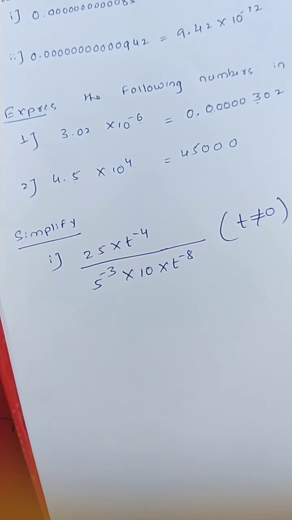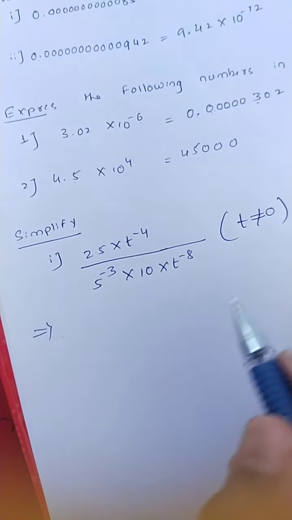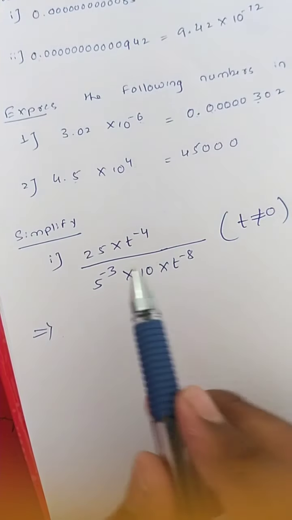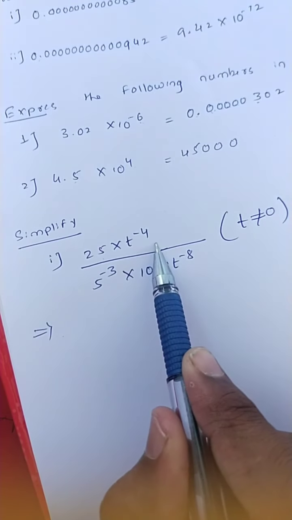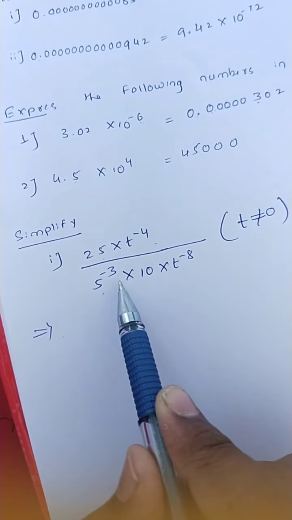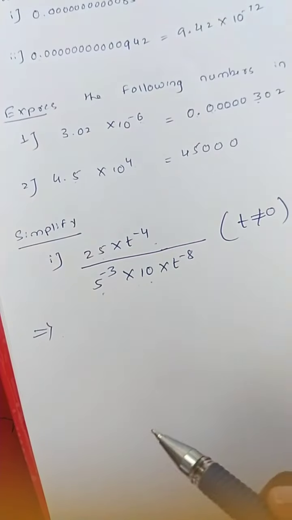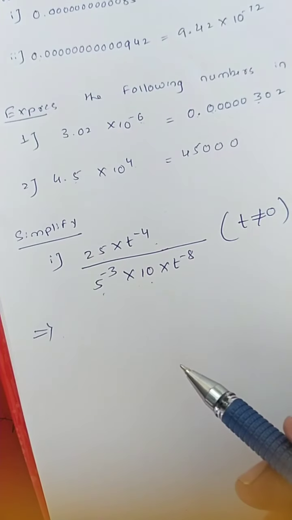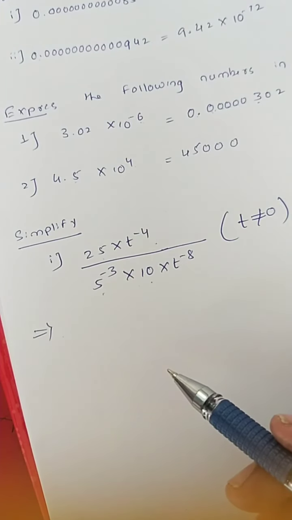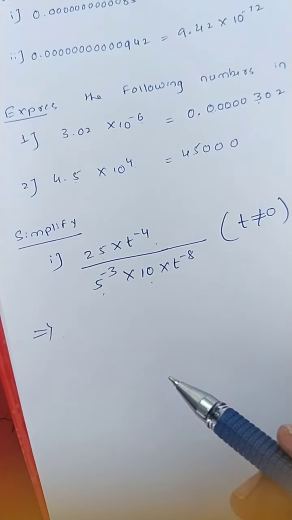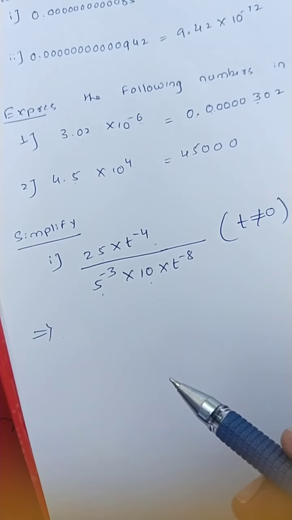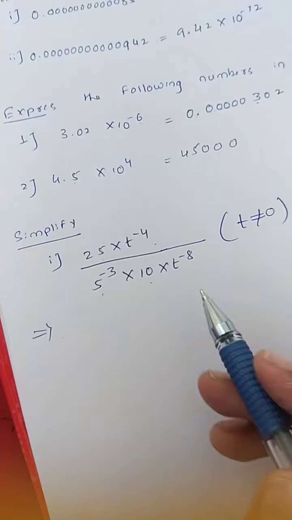Okay, now comes to simplify. This is a very important question, so all of you concentrate here. 25 into t raised to minus 4 divided by 5 raised to minus 3 into 10 into t raised to minus 8, where t is not equal to 0.